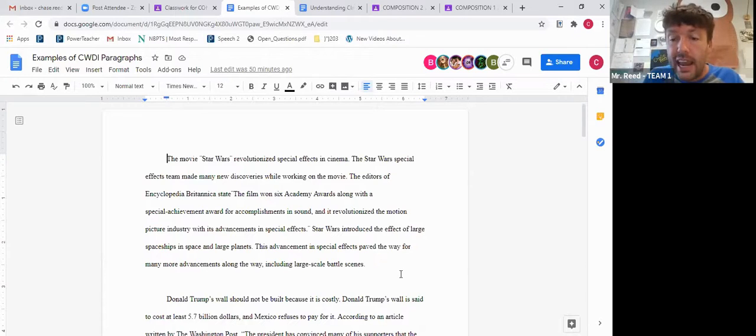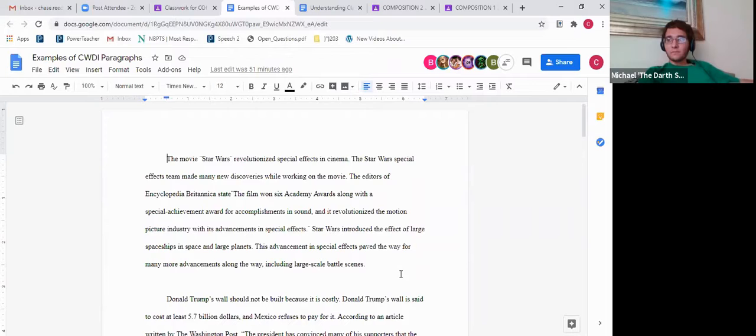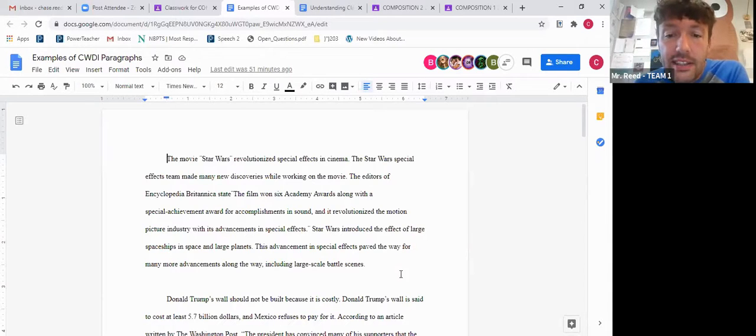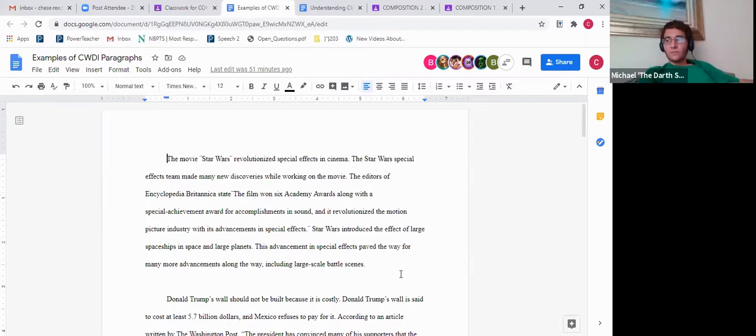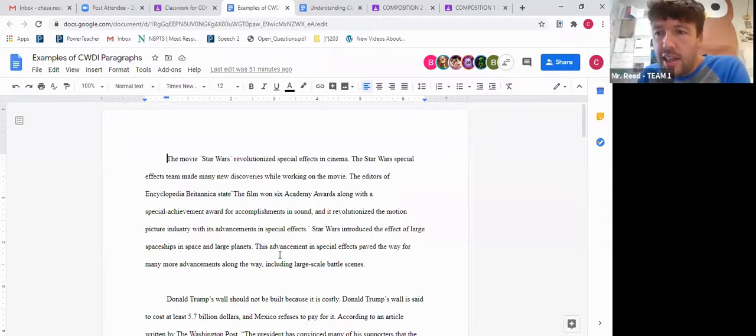Okay, and then we move to the data. So Michael, what part is the data? Would it be that it introduced the effect of large spaceships? I didn't hear you, Michael. I'm sorry. Just read the sentence that you think it is. Star Wars introduced the effect of large spaceships in space and large planets. Nope, actually that would be the last part.